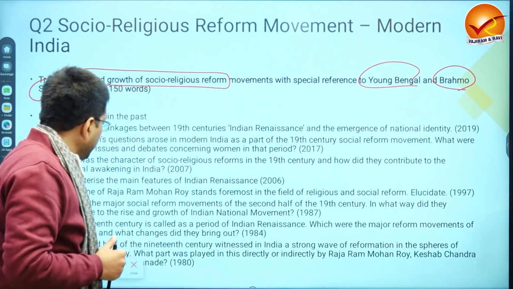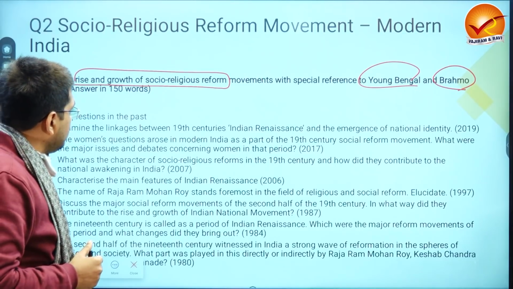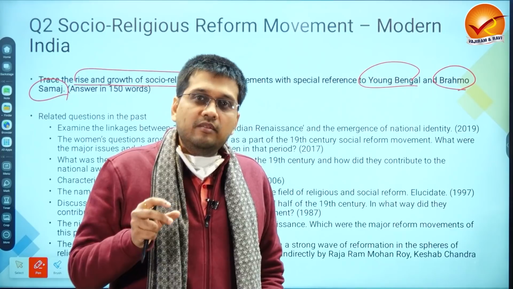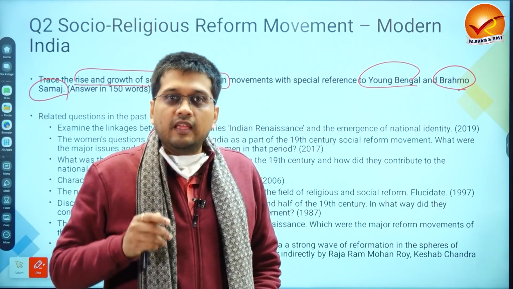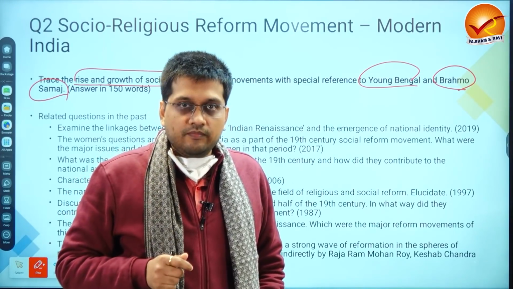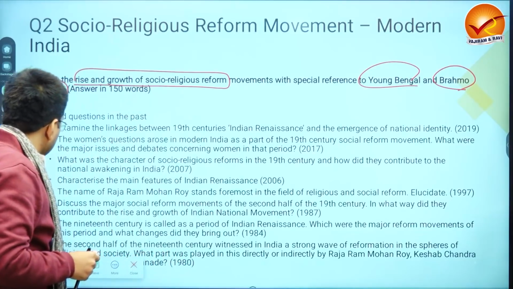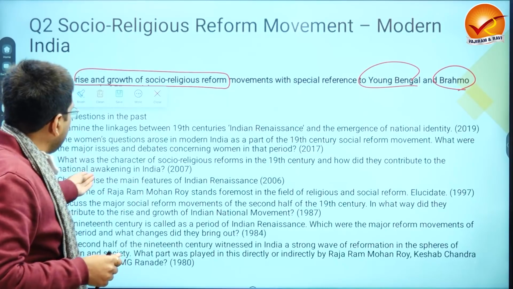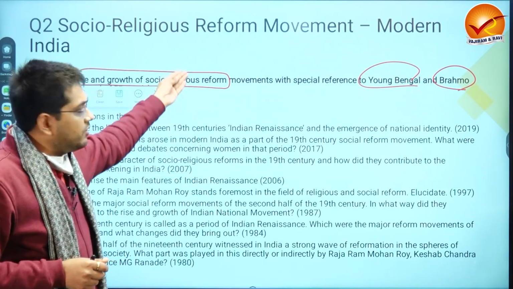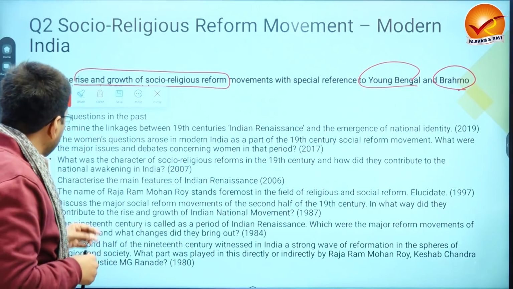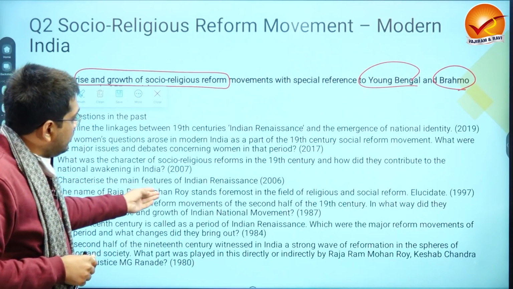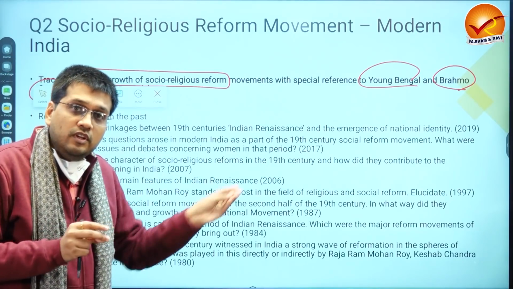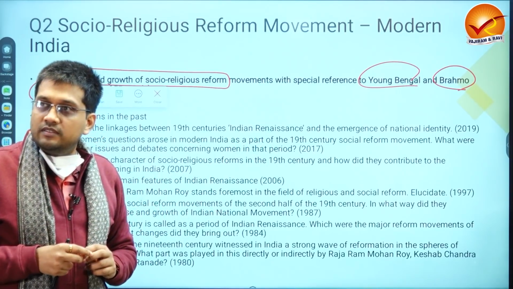Now look at some questions that they have asked in the past, that socio-religious reform movement, Indian Renaissance in the 19th century are a very important topic anyway. Every now and then they keep asking questions. If you look at some of the older questions, not a recent one, they have directly asked to characterize the main features of Indian Renaissance, the first of the questions. Second is about Raja Rammohan Roy, who stands foremost in the field of religious and social reform. So they have asked an individual question on Raja Rammohan Roy in the past as well.